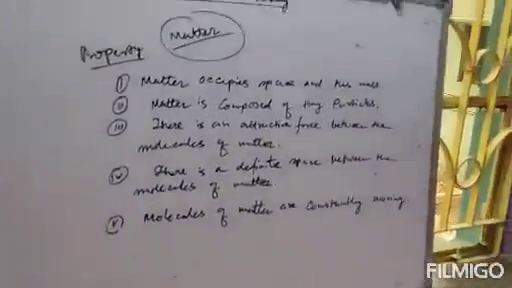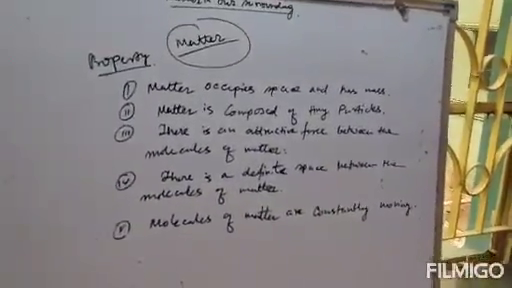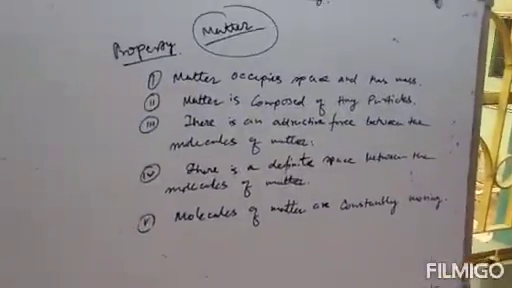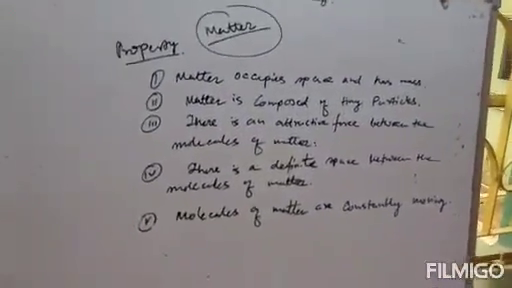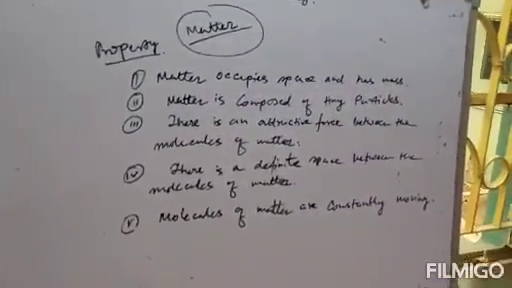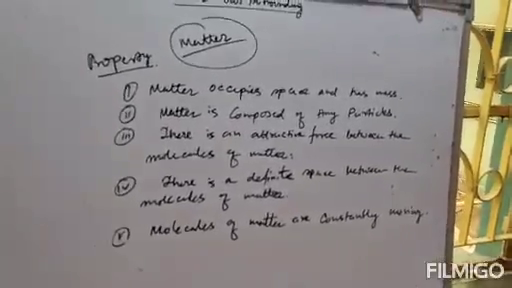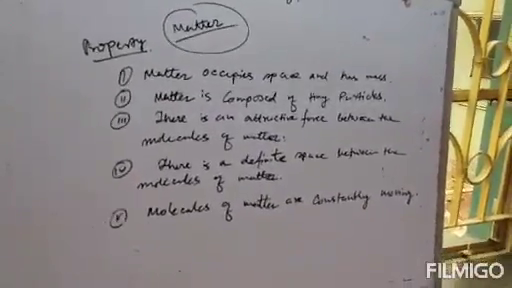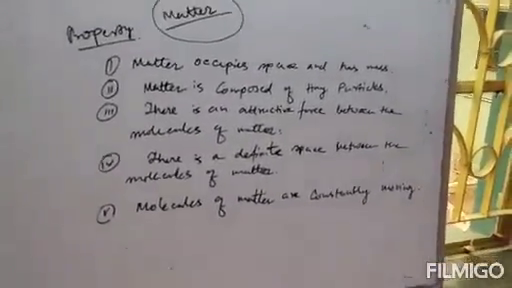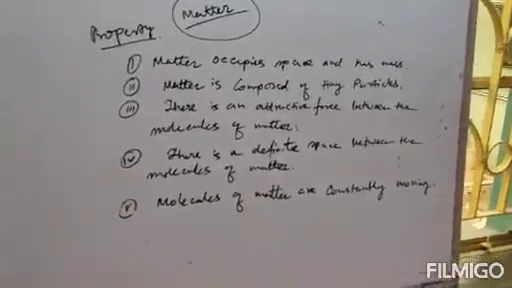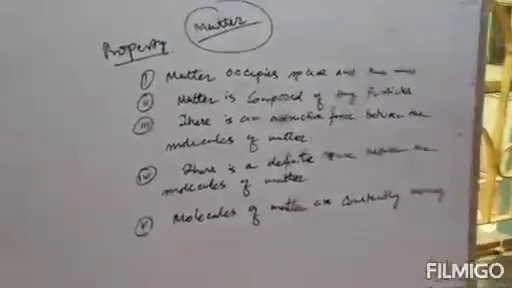Number one property, matter occupies space and has mass. Number two property, matter is composed of tiny particles. Number three property, there is an attractive force between the molecules of matter. Number four property, there is a definite space between the molecules of matter. Number five, molecules of matter are constantly moving. Clear? So this is properties of matter.